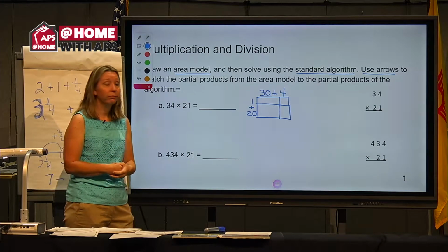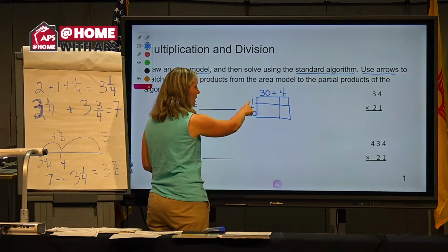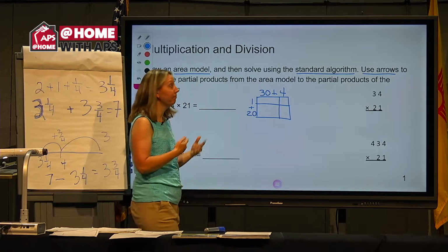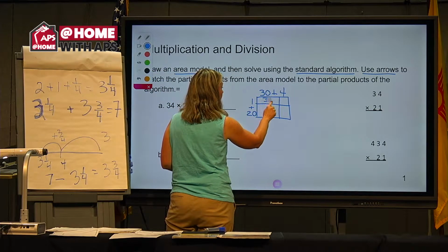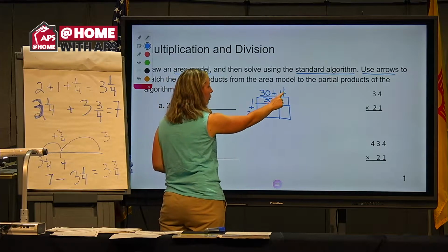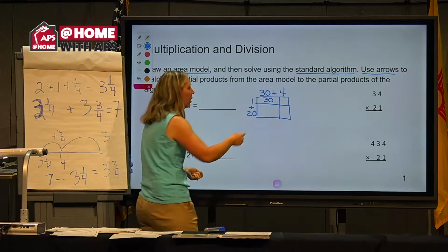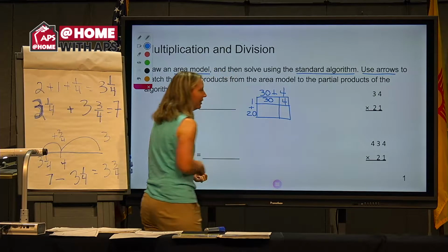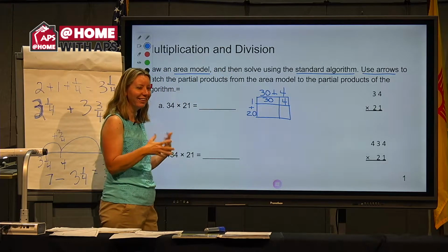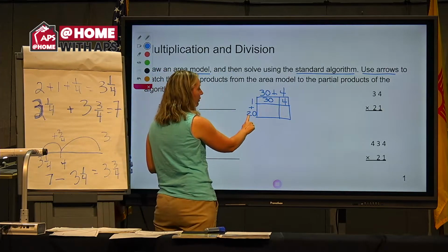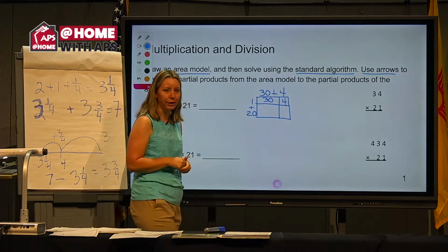Now we do it. What is 30 multiplied by 1? 30. What is 1 multiplied by 4? 4. See how nice this is? You can kind of start seeing it. What is 20 multiplied by 30?